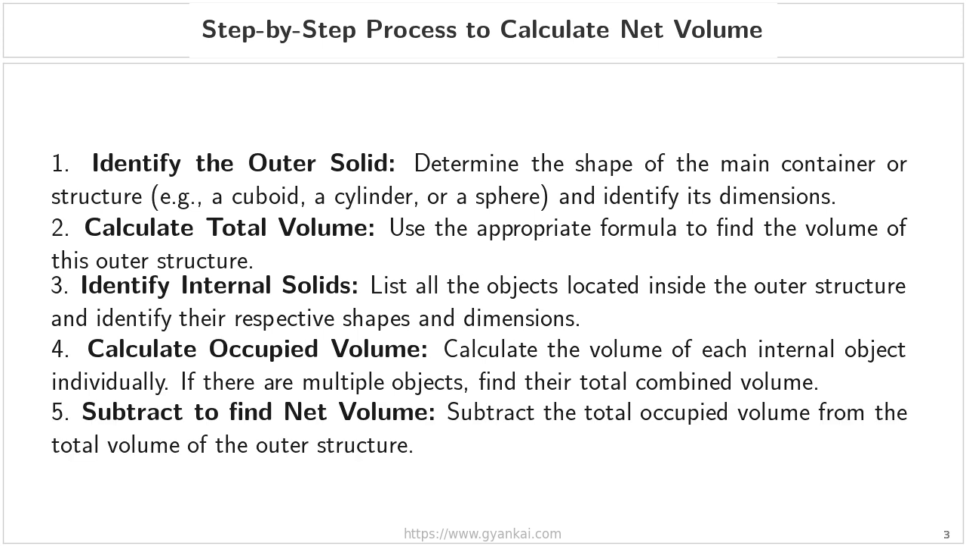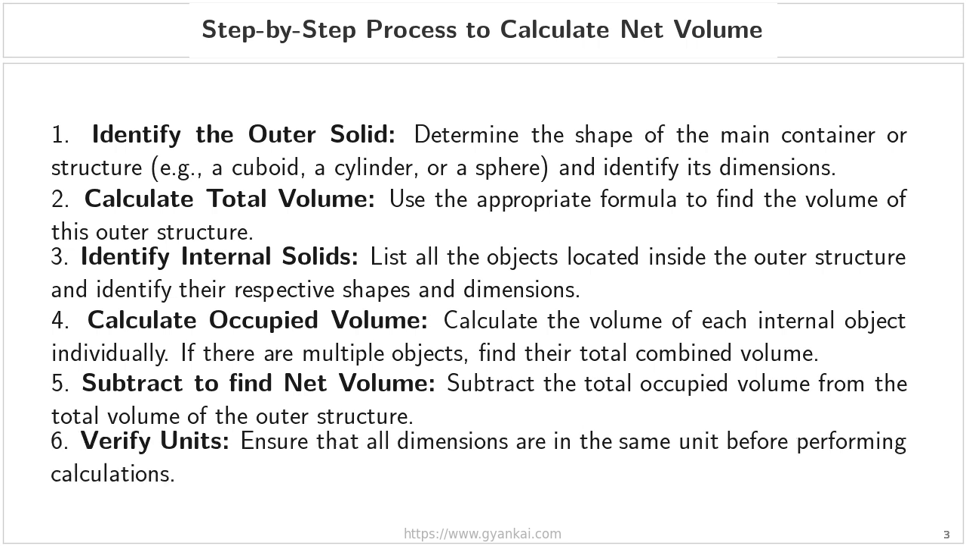Fifth, subtract to find the net volume. This is the final calculation where we apply the subtractive approach we discussed earlier. Take the total volume of the outer structure you found in Step 2 and subtract the total occupied volume you found in Step 4. Finally, and this is a very important step, verify your units. Before you even begin your calculations, always check that all your measurements are in the same unit. You don't want to accidentally subtract cubic centimeters from cubic meters. Ensure everything is consistent so your final answer is accurate. Now, let's put this entire process into practice with a real-world example.